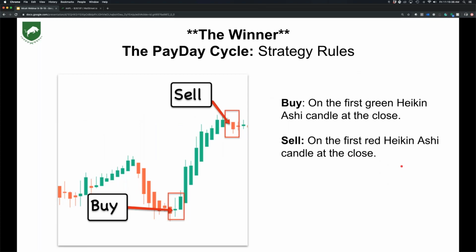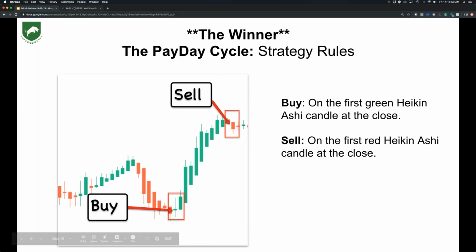The rules for buying and selling using Heikin-Ashi are really simple. The buy rule is on the first green Heikin-Ashi, you're going to buy at the close. This is a daily candlestick. The sell rule is on the first red Heikin-Ashi, you're going to sell at the close of the day. So it can't get any simpler than that. Buying on the first green at the close, selling on the first red at the close.